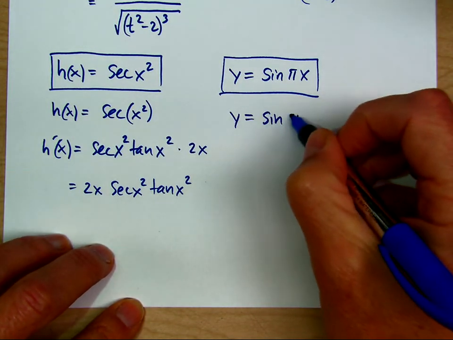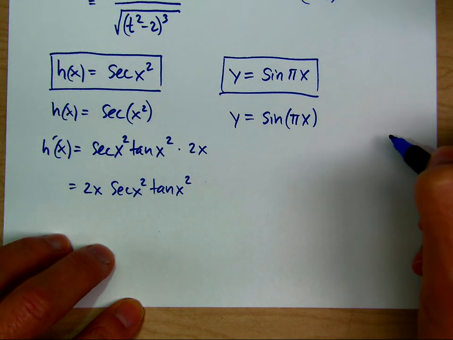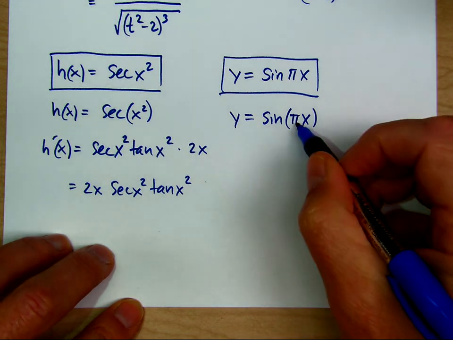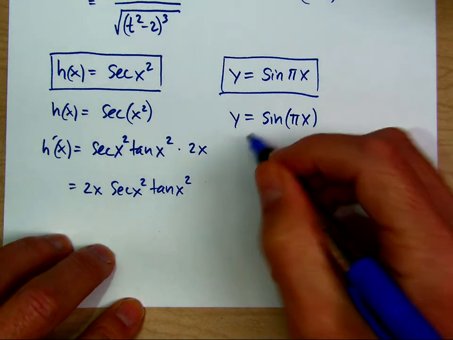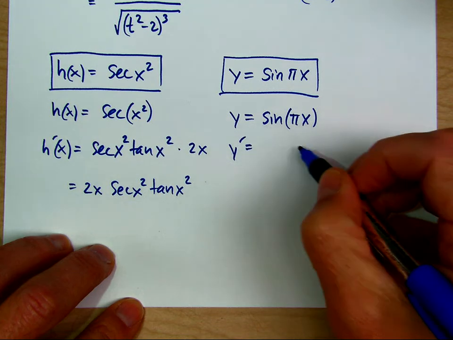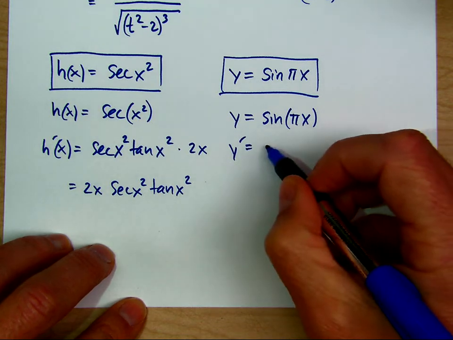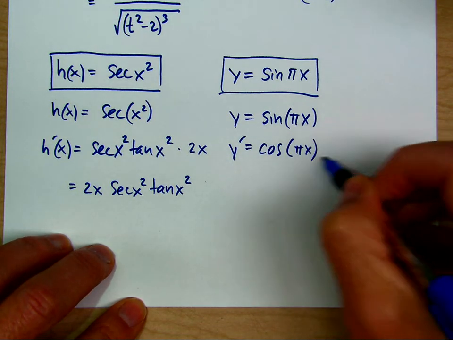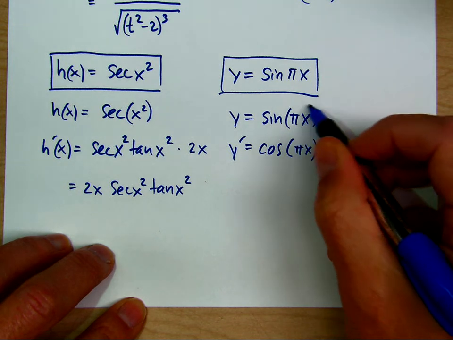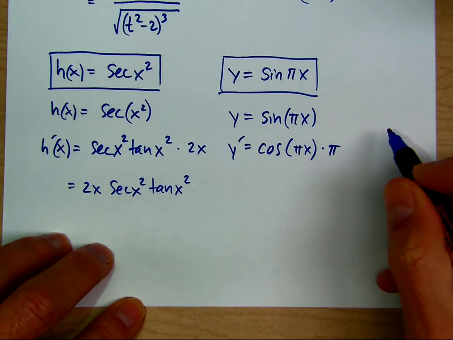So if we put parentheses in, it would look like that. And pi is just a number, so we don't need a product rule. It's not two different variables. And we'll do the derivative using the chain rule. The derivative of the outside, leaving the inside the same, times the derivative of the inside is just pi.